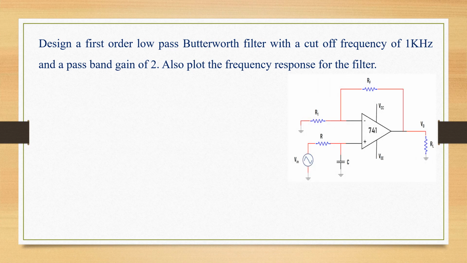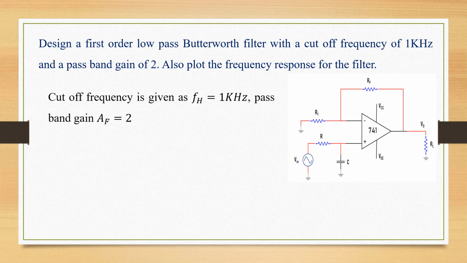After drawing the circuit, we have to find the values of R and C as well as RF and R1. We will not be worrying about the op-amp here. The 741 op-amp will be used. Using the four steps we had seen in our previous video lecture of the first order low pass Butterworth filter, the first step was to select the frequency. Here the frequency is given as 1 kHz, and the passband gain AF is equal to 2.